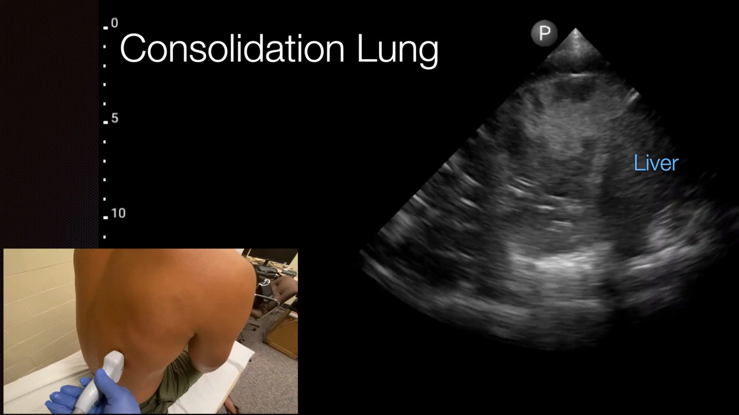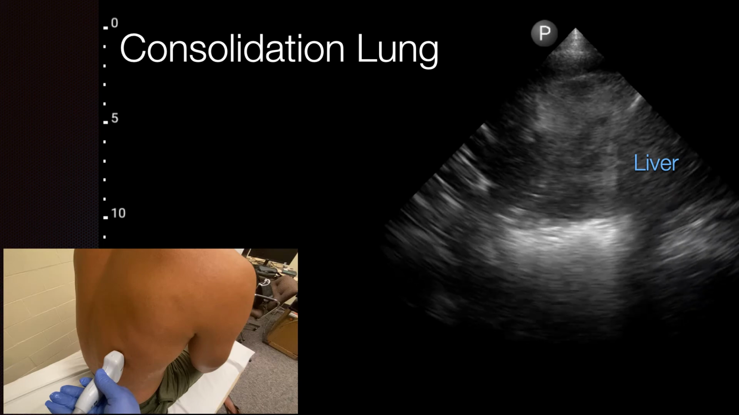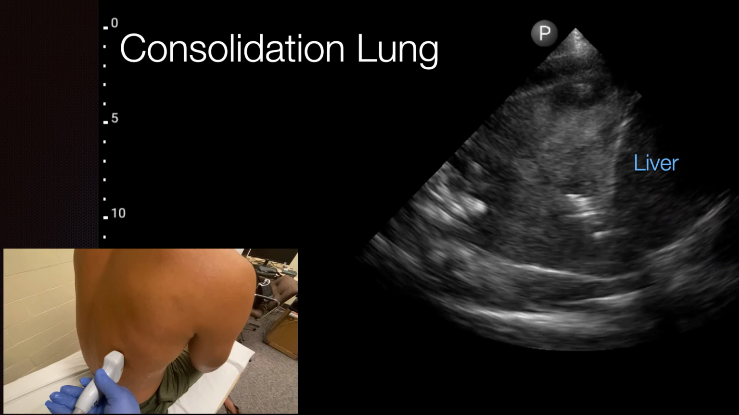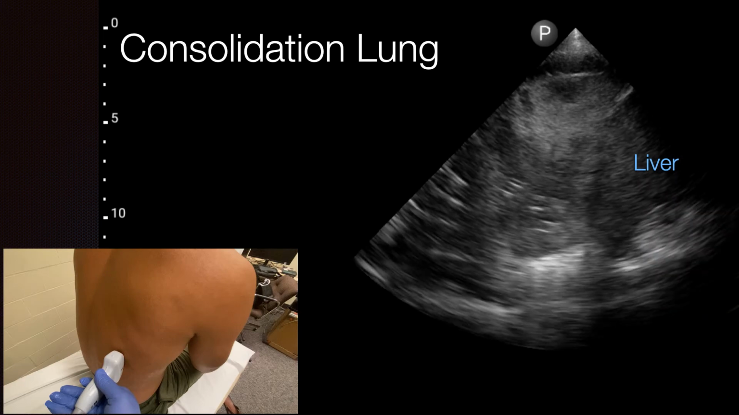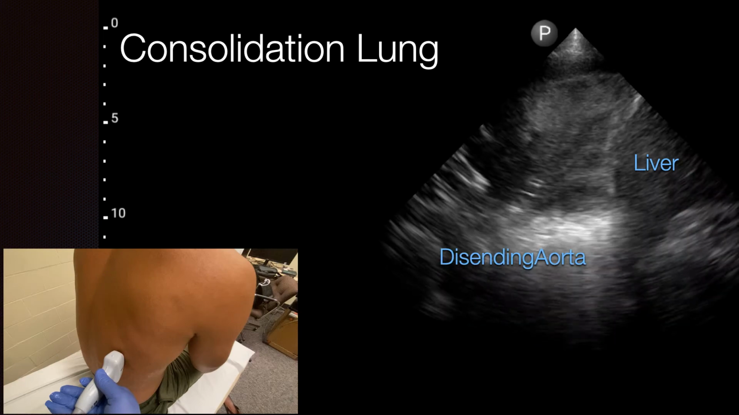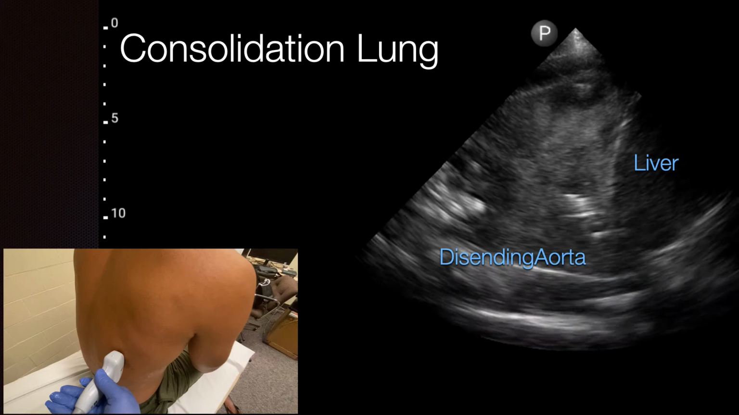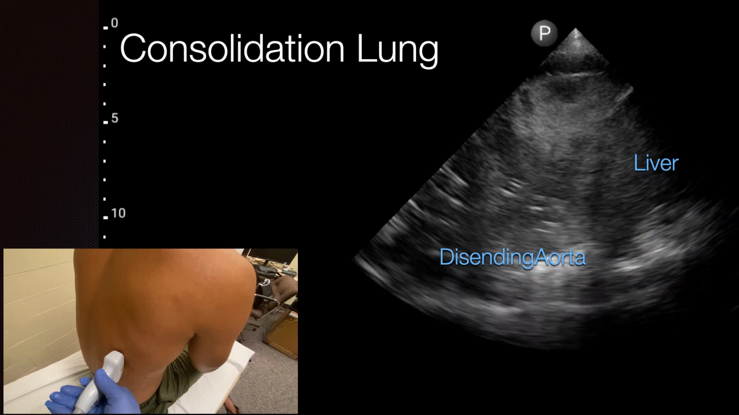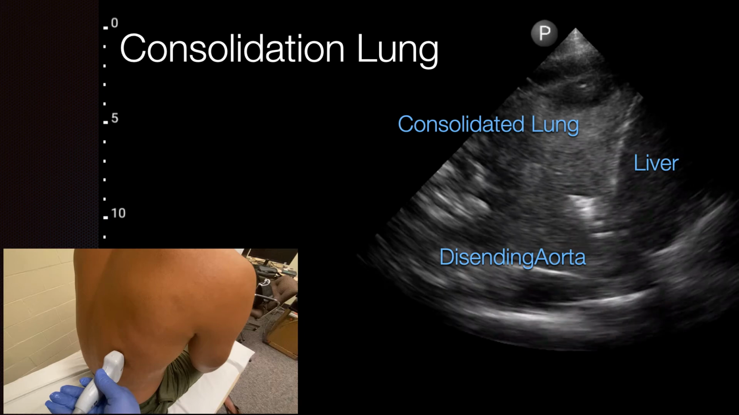Very heterogeneous here. This was actually done in Africa. I'm not sure what the diagnosis was here. This poor gentleman had a very severe pneumonia. We didn't have the microbiology to back it up, though, to figure it out. You can actually see part of his descending aorta here because the sound is being transmitted all the way through the chest. Again, there's the consolidation.